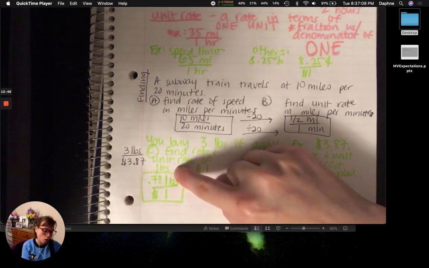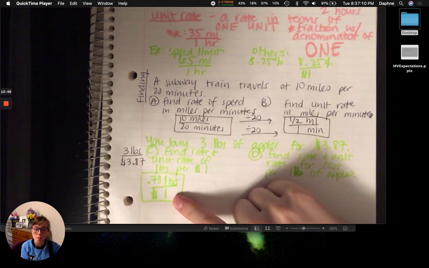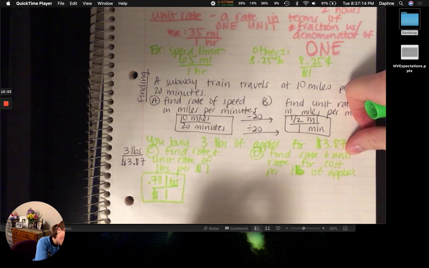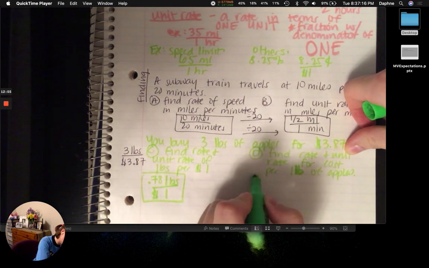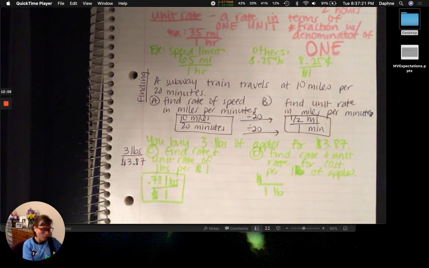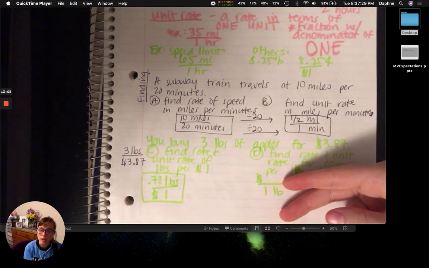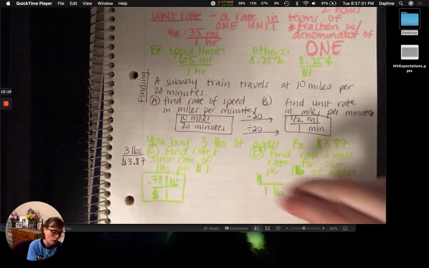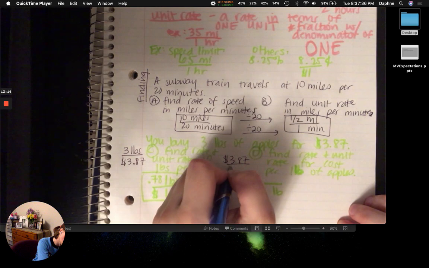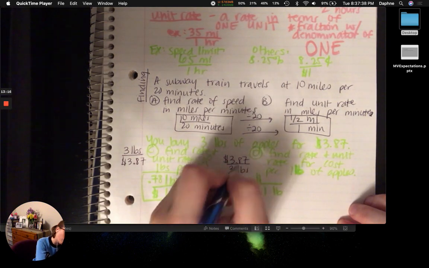Now notice it was per $1. $1 was in the denominator for our unit rate. On D, we're now going to have cost per 1 pound of apples. So now my denominator has 1 pound and my numerator has the dollar sign. Because everything is switched, I'm also going to switch what I know. I know that you pay $3.87 for 3 pounds of apples.